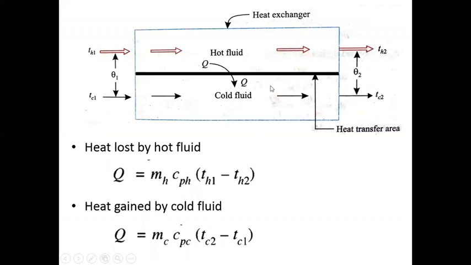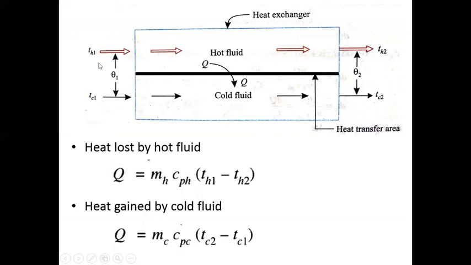Now let us consider a heat exchanger. Consider a parallel flow heat exchanger. You can see that hot fluid and cold fluid are moving in the same direction. Hot fluid is moving through one channel, cold fluid is moving through another channel. These two channels are separated by a solid wall which is having high thermal conductivity, through which heat is transferred from hot fluid to cold fluid.